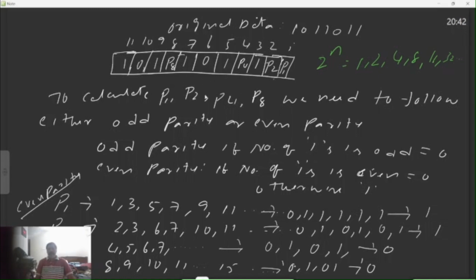In order to calculate P1, P2, P4, and P8, we need to follow a rule called odd parity or even parity. Either we need to follow odd parity or even parity. Odd parity means if the number of ones is odd, the resultant is zero. Otherwise, the result is one.